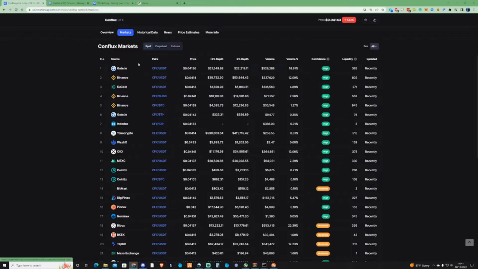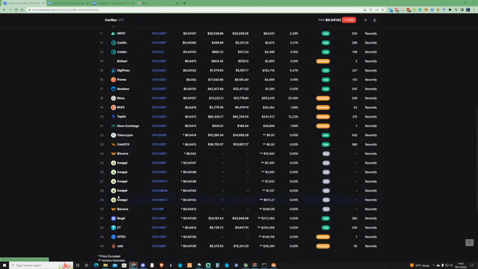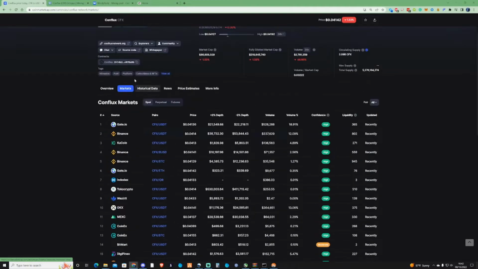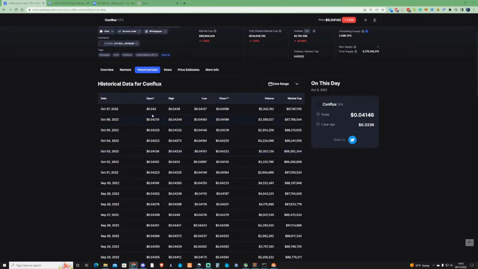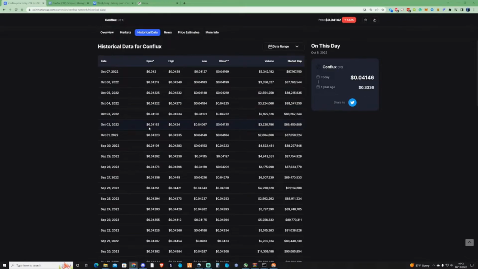So let's have a little look and see if there's any historical data. These are the places that you can actually purchase and trade. You can have this on Binance, KuCoin, Gate.io, Toko, Crypto, WazirX, OKX, and a couple of other ones that I haven't actually heard of prior to this. So let's look at the historical data and see what it says. As you can see here, it shows you the open and close times and the prices that they ended up on.